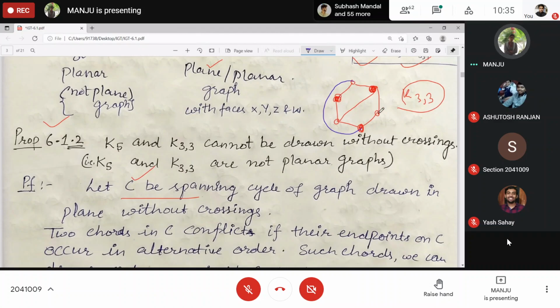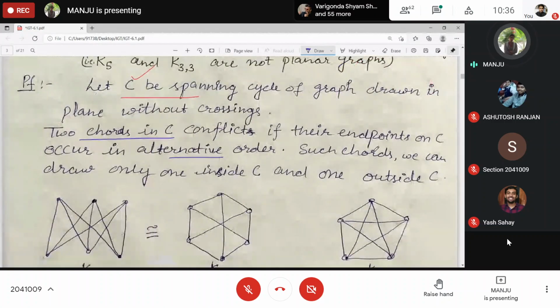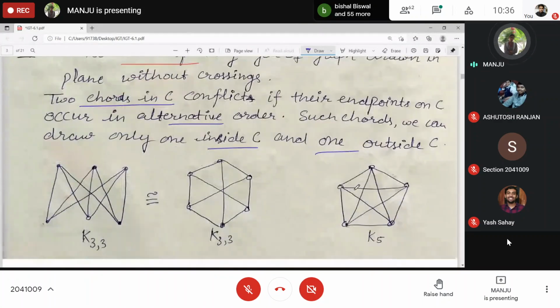What about this one? The third chord I cannot draw inside, right? Because this crosses this edge, right? And I cannot draw outside as well because it is crossing the outside edge. So two chords in C conflict. They will cross if their endpoints on C are in alternative order. They are alternative chords, right? And these can be drawn as one inside, one outside. But the third, we cannot draw, right?